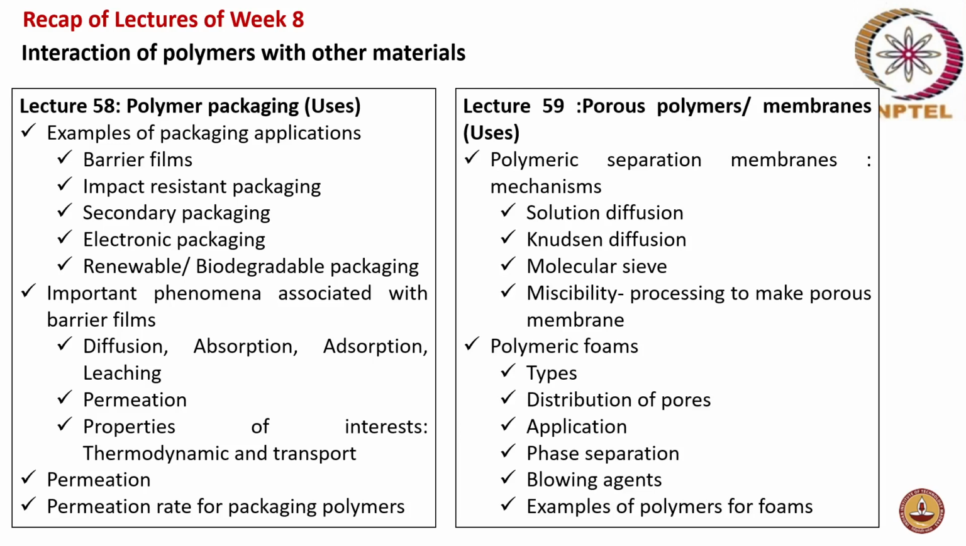Next, porous polymers or membranes were discussed. So polymeric separation membranes, so different types of diffusion like your solution diffusion, Knudsen diffusion, molecular sieve, miscibility, processing to make porous membranes were discussed. And then polymeric foams were discussed, the types and distribution of pores, application, and then phase separation aspects, the blowing agents, and examples of polymers for foam. So these were all discussed.